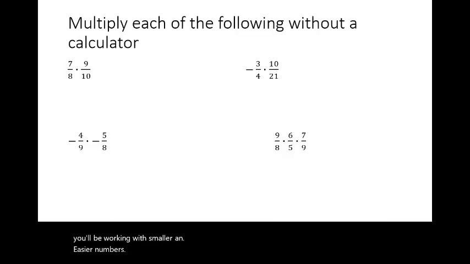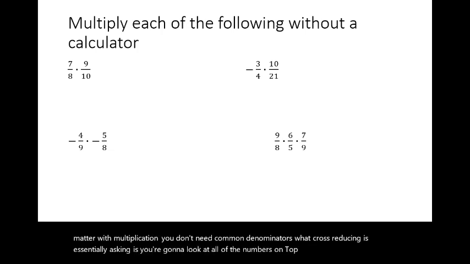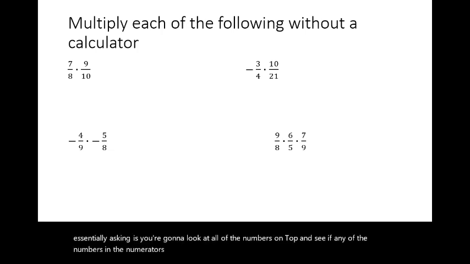The key is, remember, order does not matter with multiplication. And because order does not matter with multiplication and you don't need common denominators, what cross-reducing is essentially asking is you're going to look at all of the numbers on the top and see if any of the numbers in the numerators have any common factors with any of the numbers in the denominators.